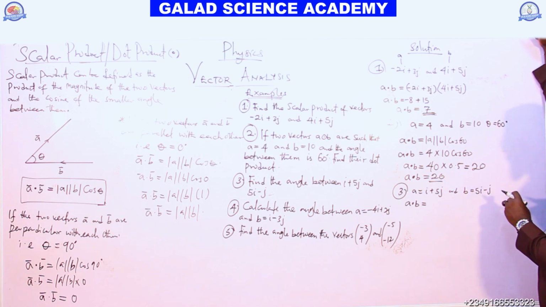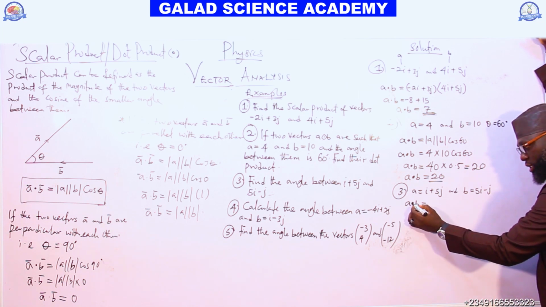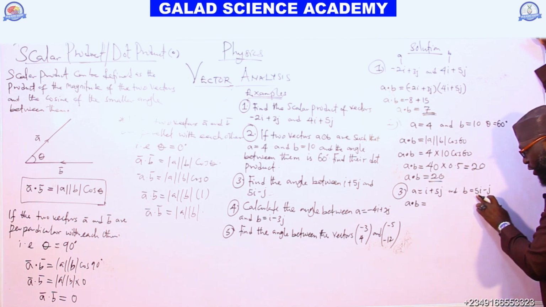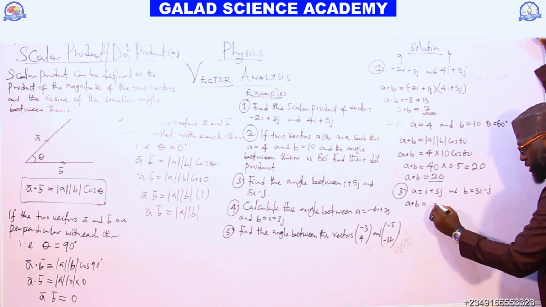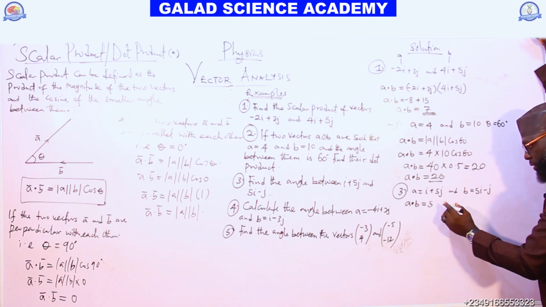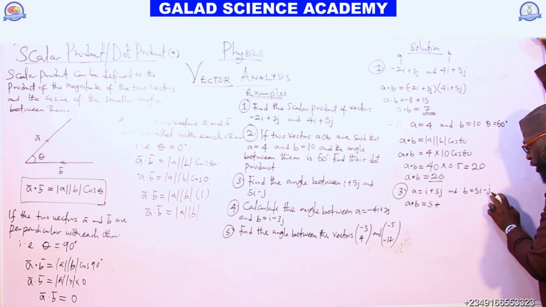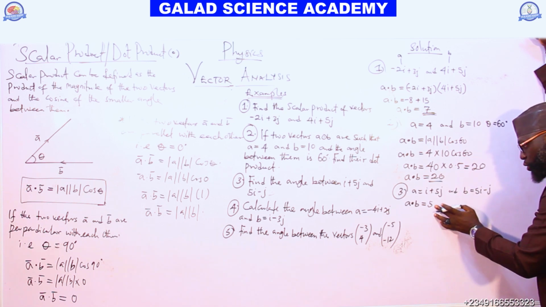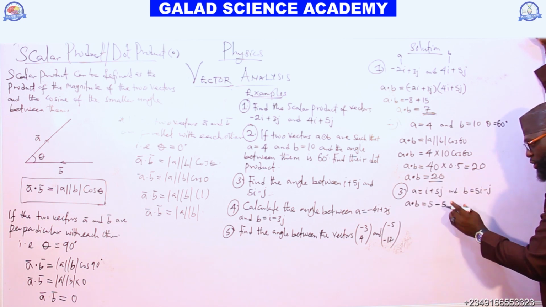We can find this angle between them in two methods or two ways. Let us use this format first: A dot B. What is the coefficient of i here? It is 1. The coefficient of i in B is 5. 1 times 5 gives us 5, plus the coefficient of j in A, which is 5, and the coefficient of j in B, which is minus 1. 5 times minus 1 gives us minus 5.